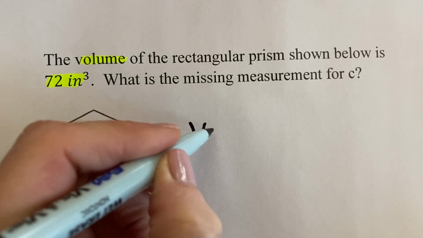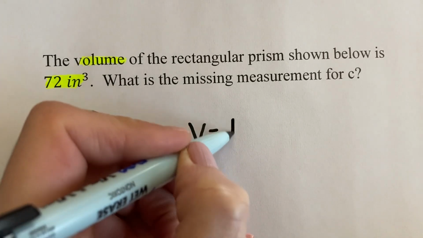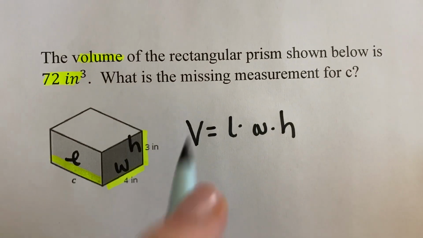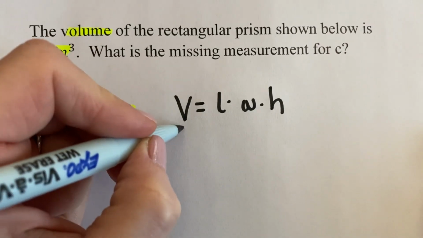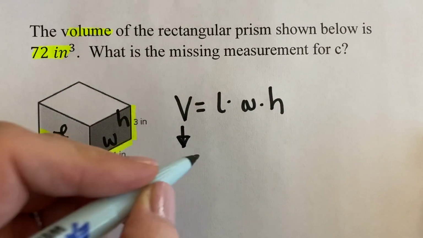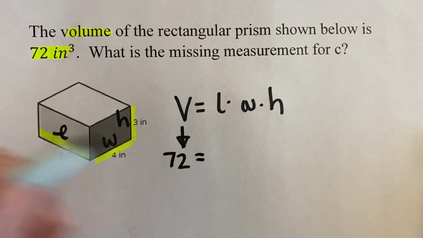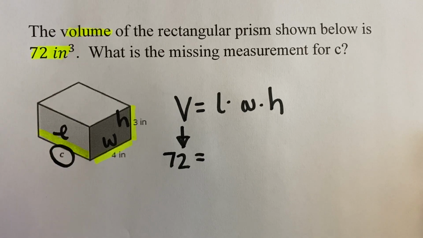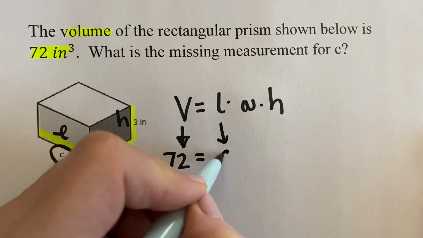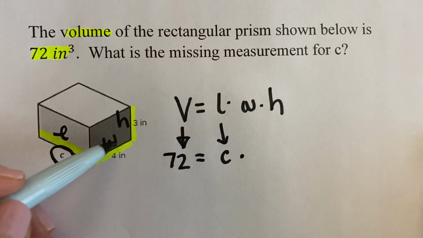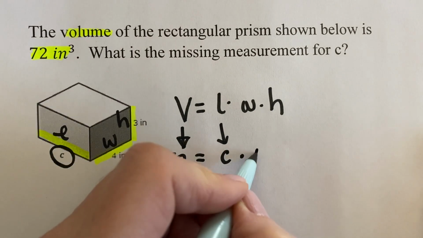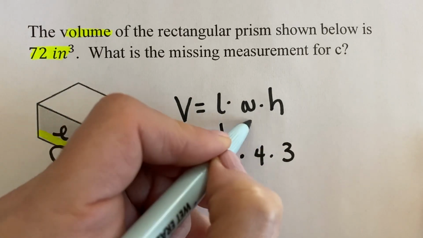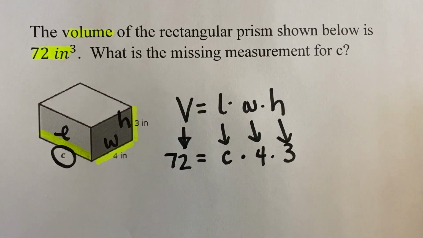So let's see if we can write the formula down. Let's start with our formula. Volume of a rectangular prism is length times width times height. And we know the volume, so where volume is, let's plug in 72. Okay, we don't know the length. In fact, this problem is calling that C. So let's call the length C times width we have, it's 4 inches, times height we have, it's 3 inches.